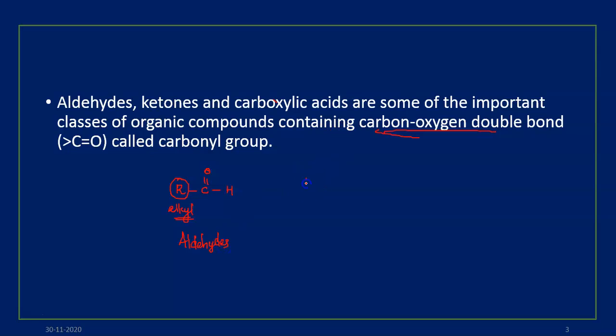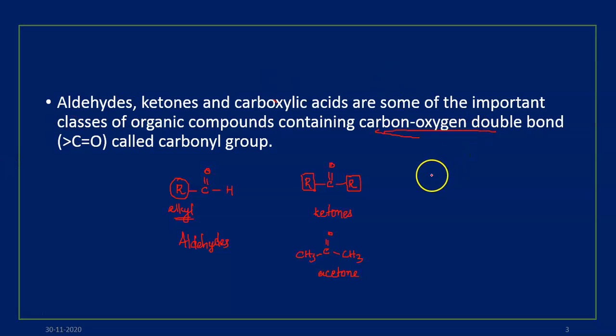And if two alkyl groups are attached to this carbonyl group, then it is called a ketone. If two alkyl groups are substituted, for example CH3 C double bond O CH3, this is the simplest ketone. The common name is acetone.